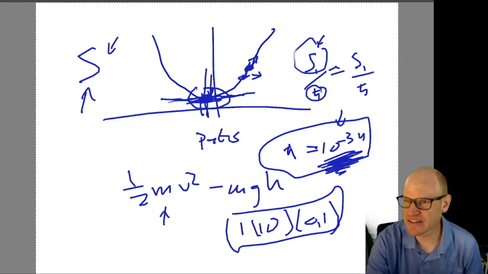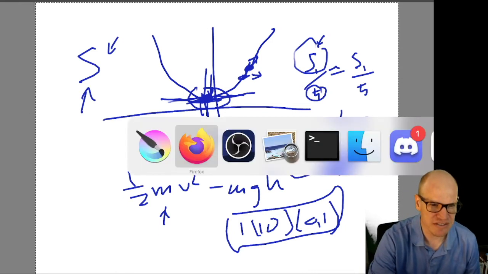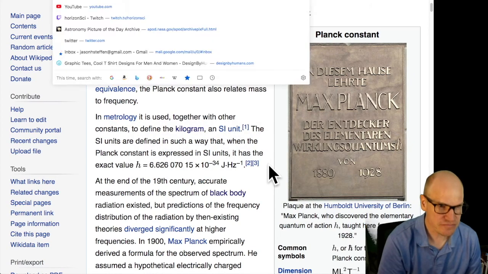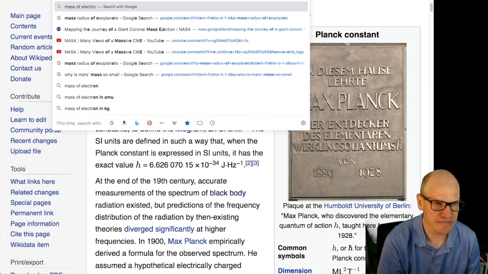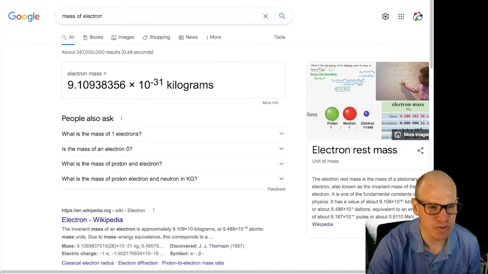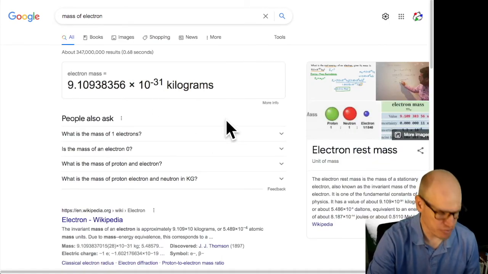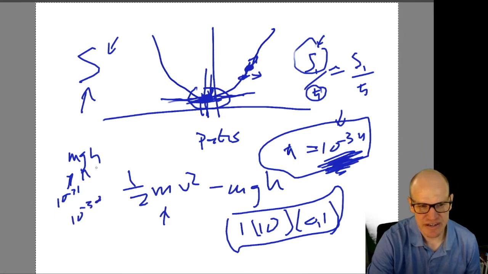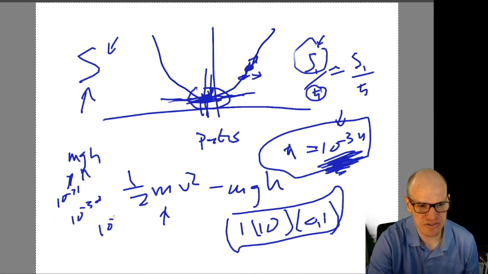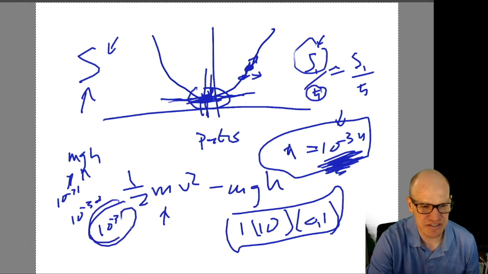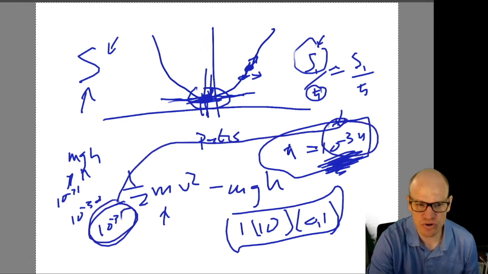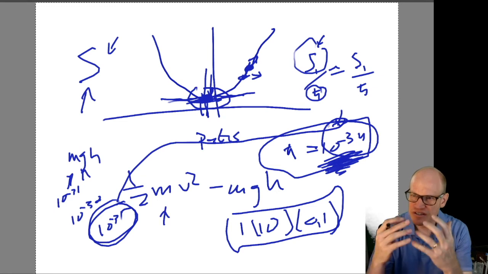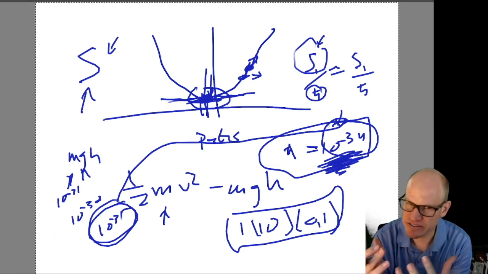On the other hand, if you take a look at the mass of an electron, the mass of the electron is like 10 to the minus 31 kilograms. So for the electron, mgh: the mass is 10 to the minus 31, times g gives you 10 to the minus 30, and then you go up 0.1, that gives you 10 to the minus 31 again. And now you're talking on a scale of 10 to the minus 31 compared to 10 to the minus 34. Those are scales where you can actually see quantum mechanical effects.